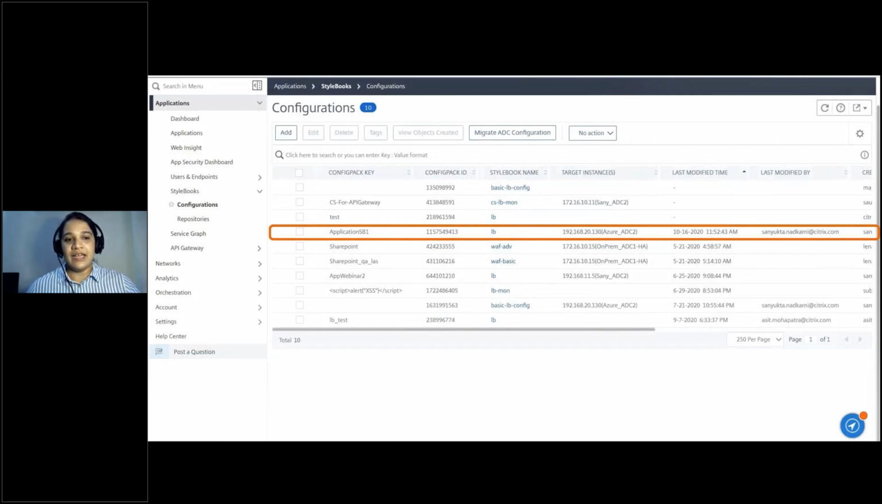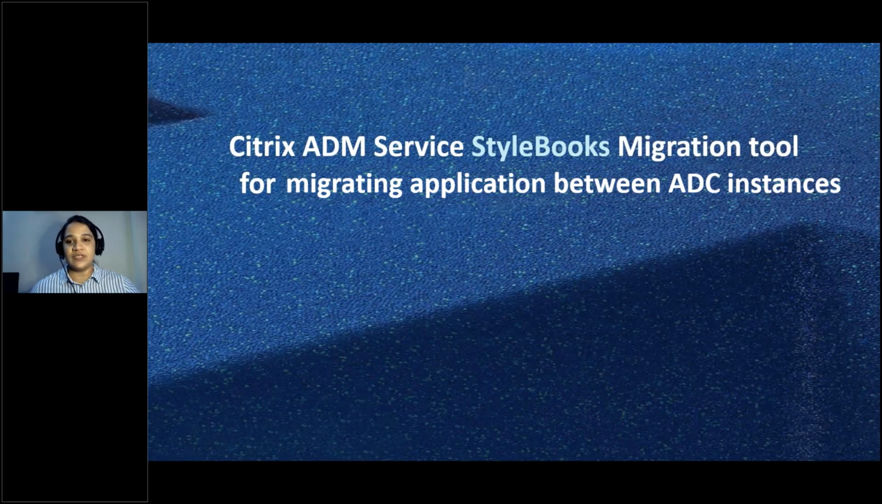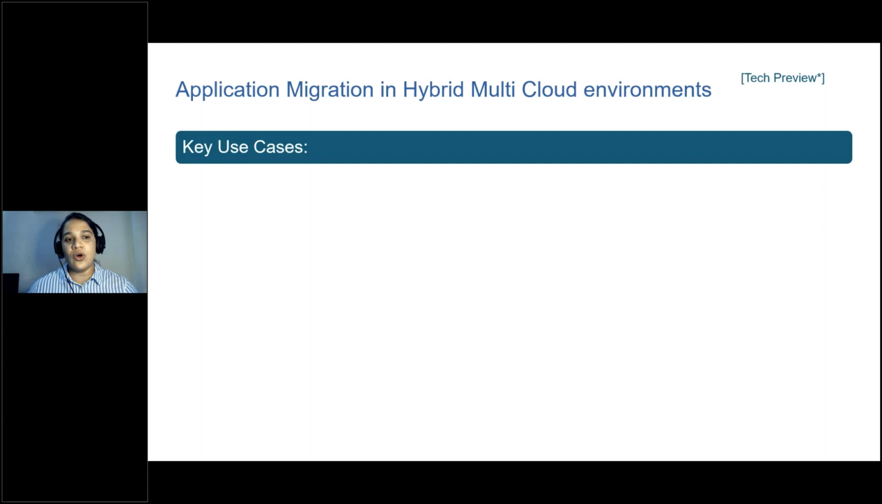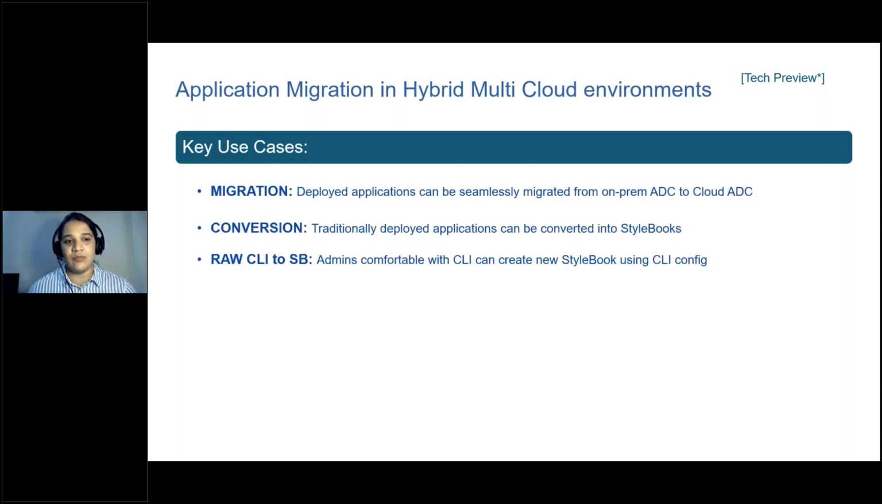I'll now move on to the next demo, which is to migrate applications using the stylebook migration tool. Now, if you have used stylebooks to deploy your application, then it's not much of a hassle to migrate it, as I just demoed to you. But in case you have not used stylebooks and you have deployed your apps traditionally, which is the case with most customers, then how do you really migrate it when you want to start using stylebooks?